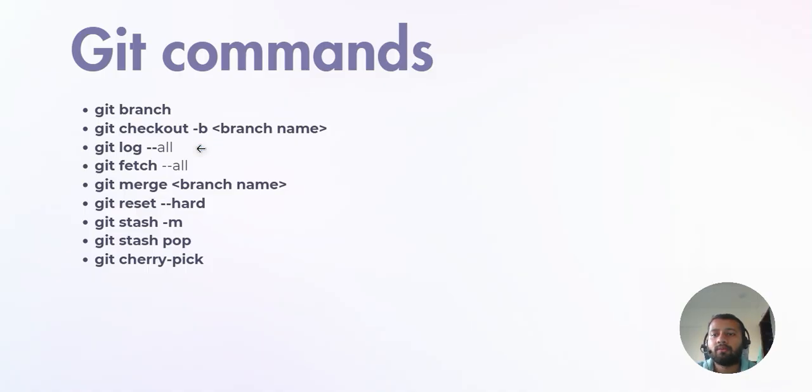The third command we have is git log. When you say git log, it will print all the commits that you have made to that particular branch, right? The current branch that you are on. But if you use it with the --all flag, then it will show you all the commits from all the branches. Let's see how it is executed.